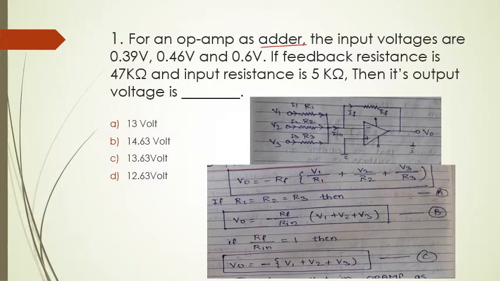So directly we can use the formula V0 equals RF upon RIN into V1 plus V2 plus V3. We just have to put the values here: RF 47K, RIN 5K, V1 0.39, V2 0.46 and V3 0.6. After solving this equation, the value that we are getting is option C. So the correct answer here is 13.63 volt.